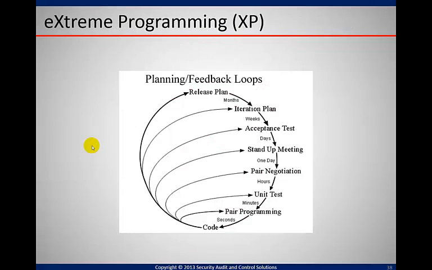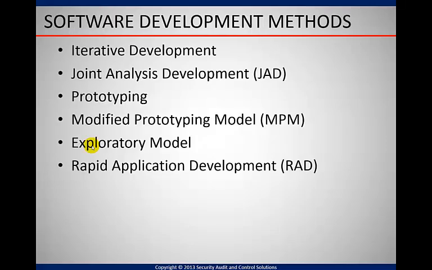Now, extreme programming actually is the predecessor to Agile, because as you can see here, we have planning and feedback loops, which can be minutes, hours, and days, much quicker than most software development environments. Now, there are software development methods. We have iterative development we've seen. We've seen JAD, such as a joint analysis development. We have prototyping to get things out with the user. We have a modified prototyping model using CASE tools to get things out with the user. We've got an exploratory model and then also rapid application development. Now, JAD can also be joint application development.